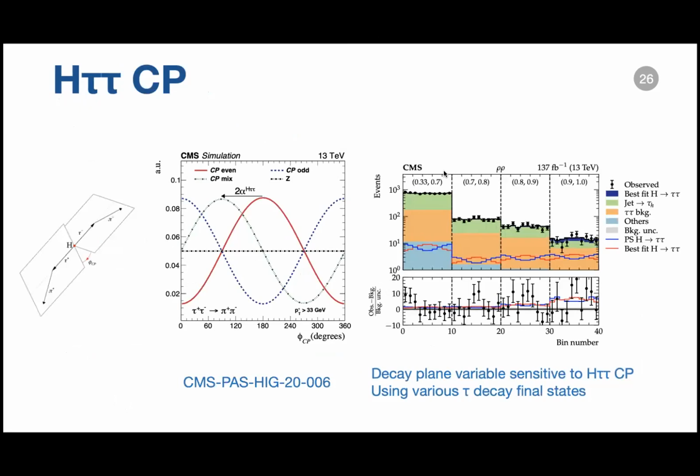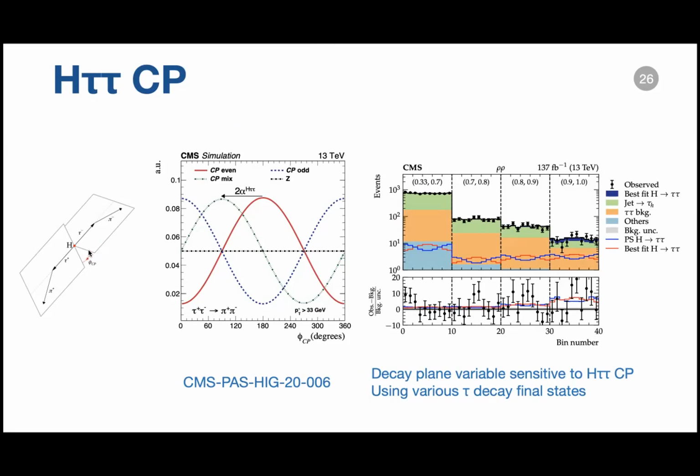And let me come to the last CP analysis, which is the Higgs to tau-tau. So Higgs to tau-tau is another Yukawa coupling that we have, and people are also interested in whether there is a CP violation in this interaction. And indeed, similar to the planes that we introduced previously in Higgs to VV, the Higgs decays to taus, where the taus also further decay to other particles. These planes give you information about the Higgs CP that interacts with the taus.